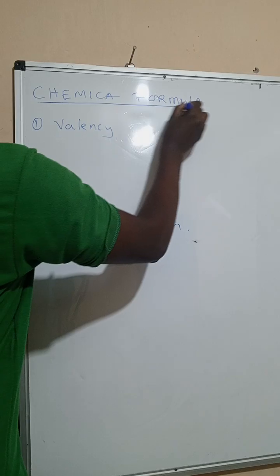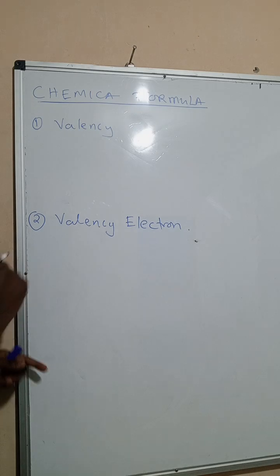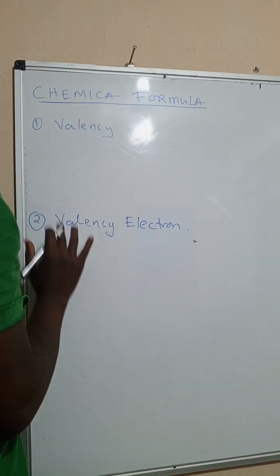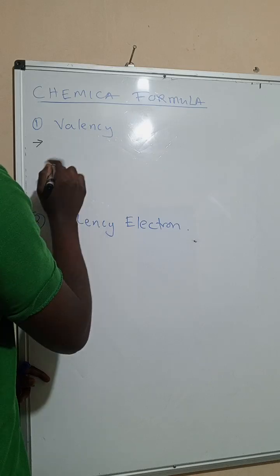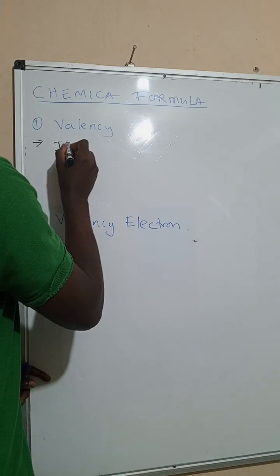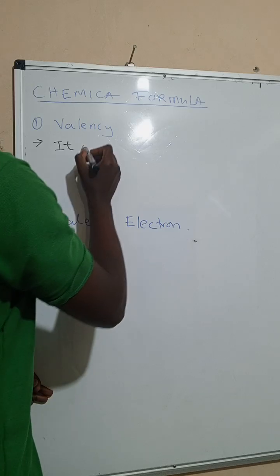Today we're learning about chemical formulas. Under chemical formulas, there is what is called valency. I need to define these things because we're going to be finding out what a valency is. They can ask you in the exam: define valency.